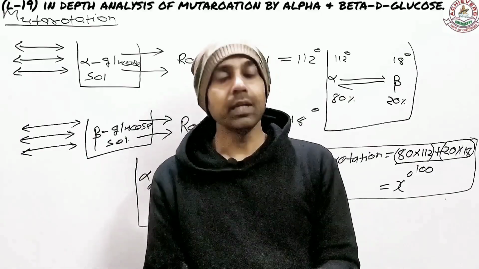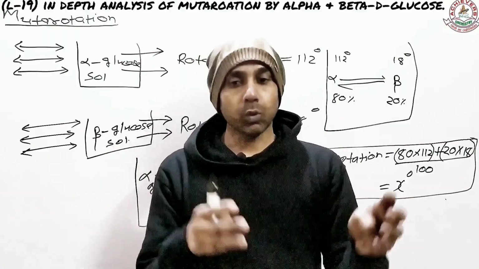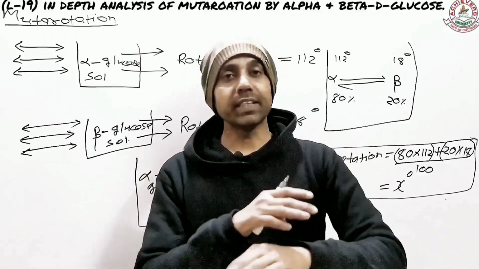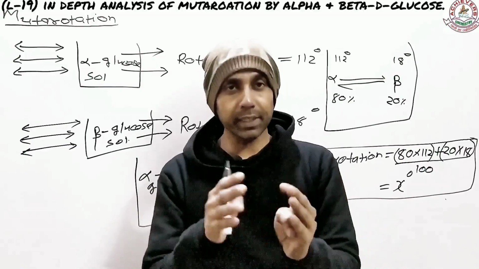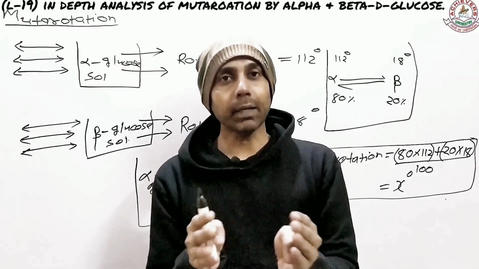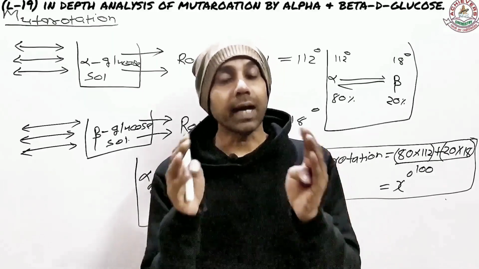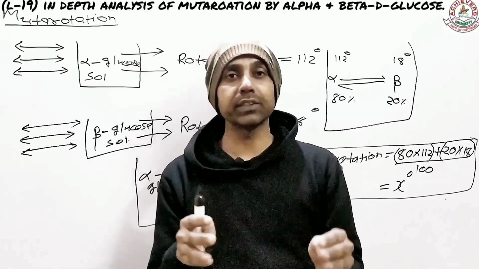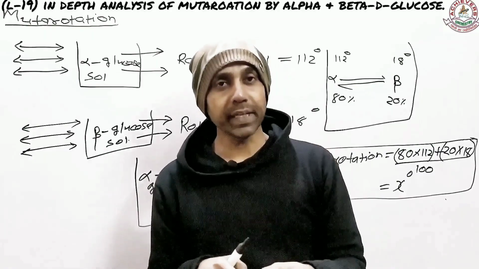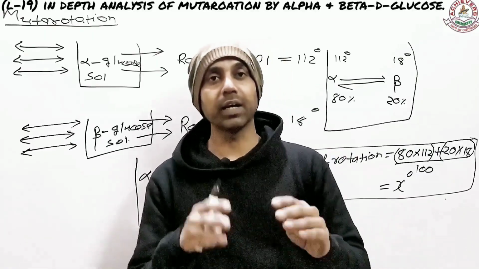In a solution, the alpha is constantly changing into beta and beta is changing into alpha. So how long will this conversion take place? As long as there is no equilibrium. So once the equilibrium is established, this conversion will stop. And if it stops, at that moment of time, the rotation is called mutarotation. So let me define here. The angle of rotation, at the time when alpha and beta form of glucose are under equilibrium.